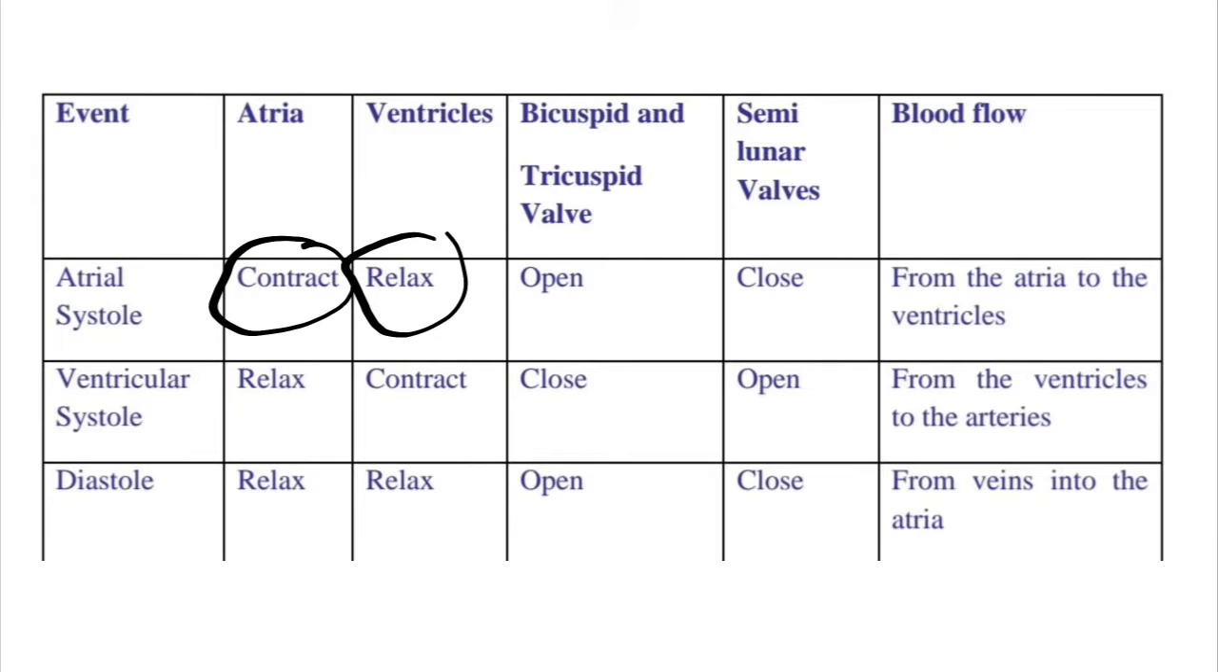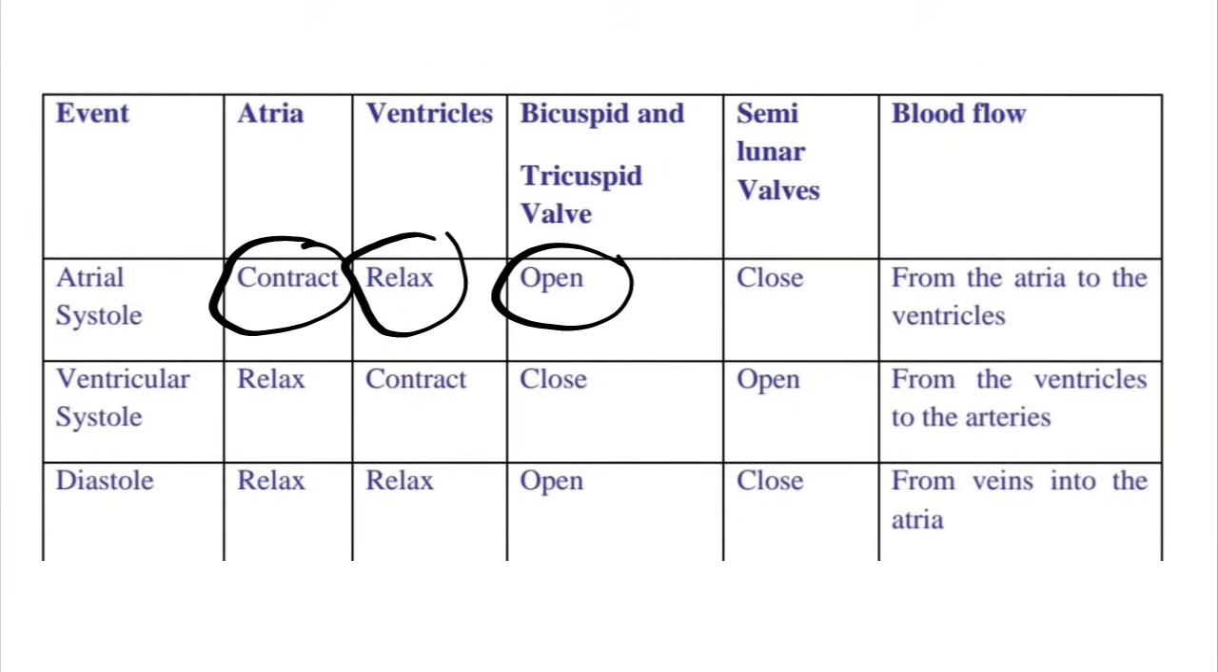Okay. Now, we have valves, right? The bicuspid valves as well as the tricuspid valves. So as the walls of the atria are contracting, they are pumping blood going into the ventricles, meaning the valves should be open to allow the blood to enter the ventricles. So the bicuspid valves as well as the tricuspid valves are going to open to simply allow blood to flow going into the ventricles.